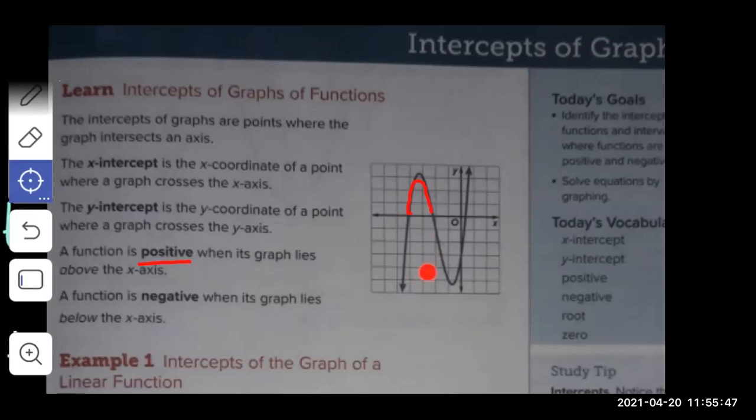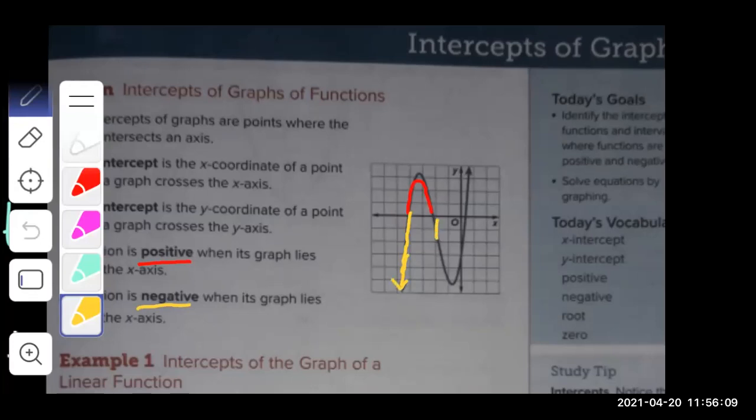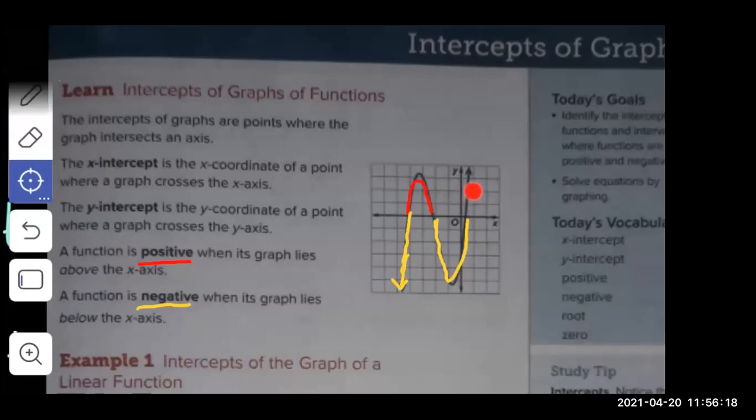What part is under, guys, abajo or below the x-axis? This part, right? Okay, I'm going to use a different color to show you that. I'm going to use yellow to show what part of the graph is negative. This part is negative because it's below the x-axis. In this part too, and this part too until here. Okay, this part is negative.